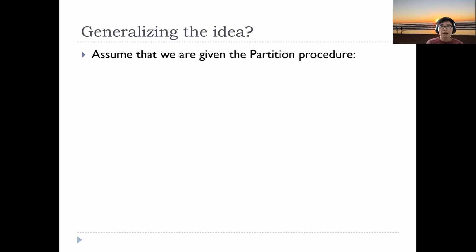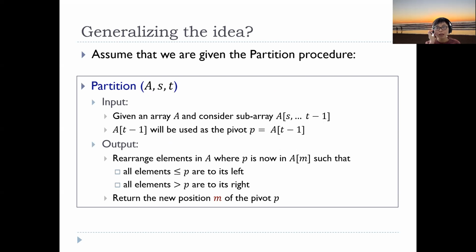All right. So what I described just now is looking for the largest number. But can we generalize this idea to looking for any rank, any order statistic for any K? So again, let's assume this oracle, this partition procedure, is already given. Let me be a bit more precise. What is this partition procedure?